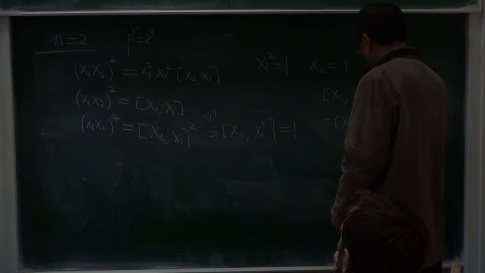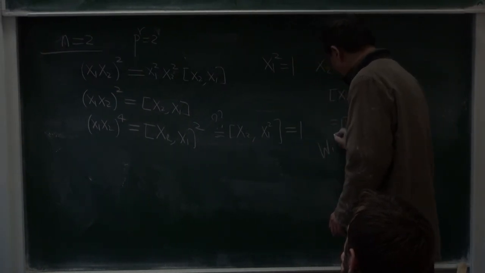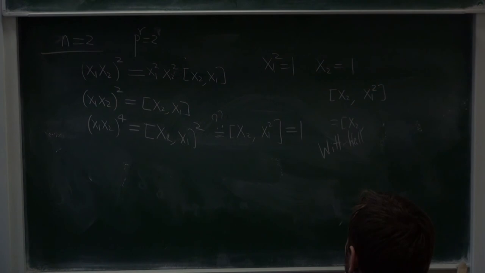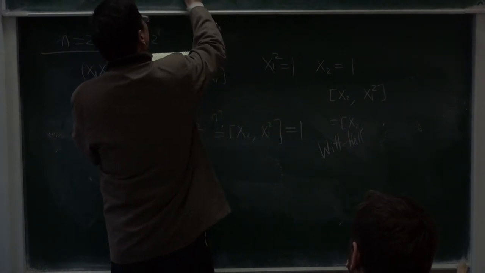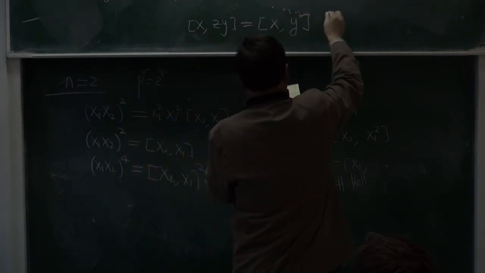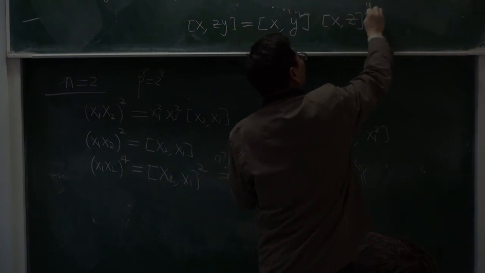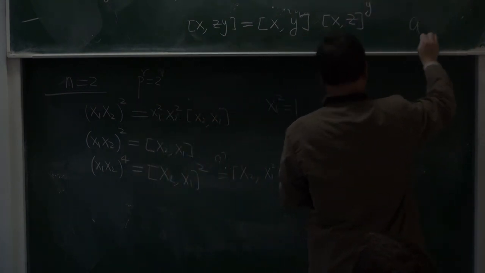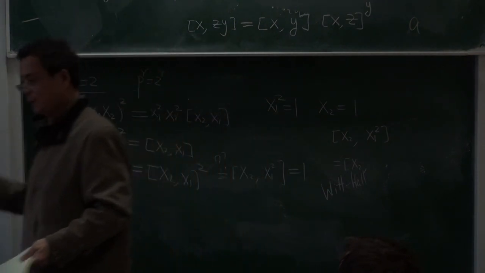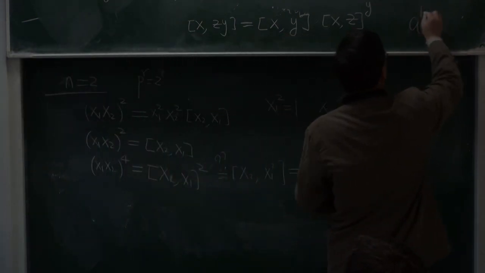So the rule we can write is this one equal to what? By the Witt-Hall identity, let me try to write an exact formula. It says the following: x, z, y equals x, y, x, z, then conjugated by y. Is it correct? Yes, it's true, but it's not the Hall-Witt identity exactly, it's different.